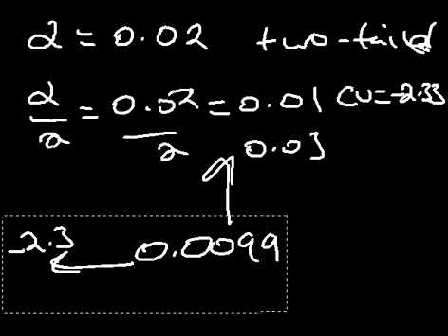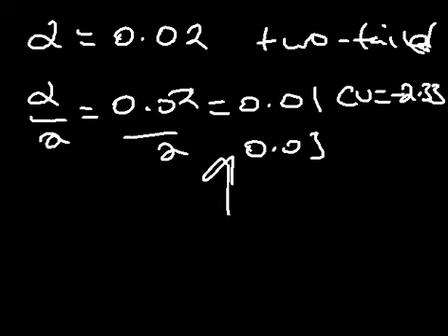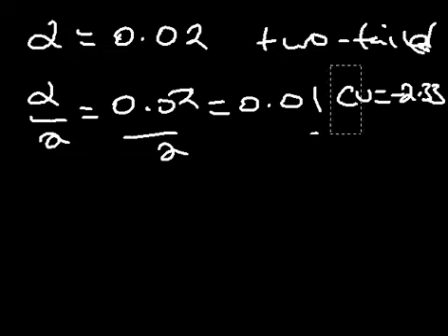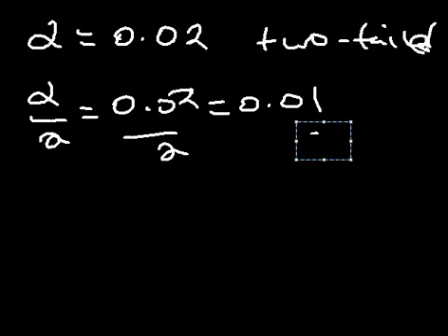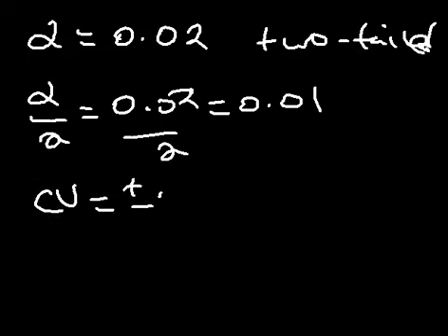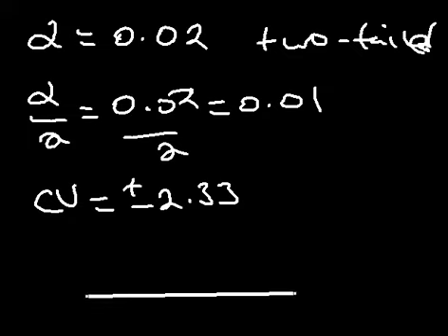So now, since it is two-tailed, it means we'll have a positive as well as a negative value. So in this case, since it is two-tailed, the critical value will be presented as plus or minus 2.33. Which means all these values will be indicated on a normal curve.